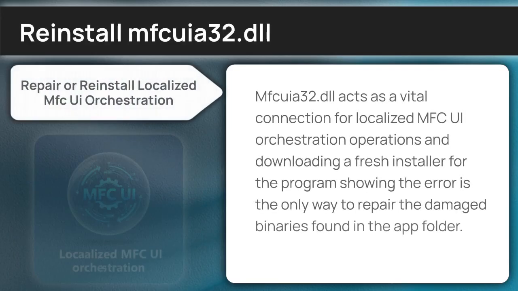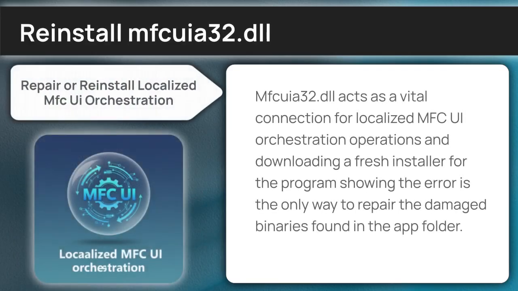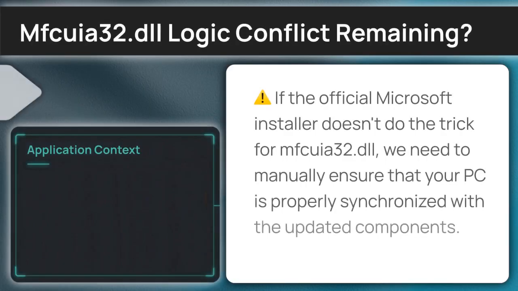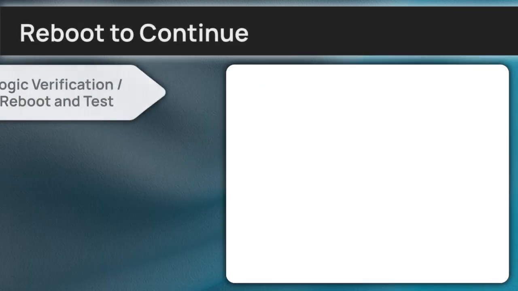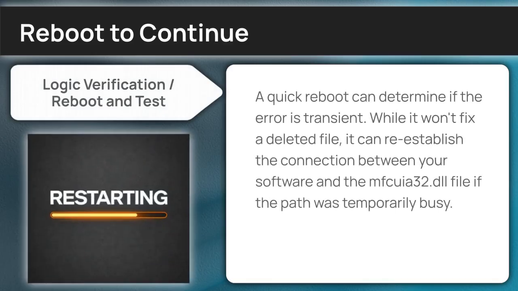mfcuia32 acts as a vital connection for localized MFC UI orchestration operations, and downloading a fresh installer for the program showing the error is the only way to repair the damaged binaries found in the app folder. Should the file remain missing after a reinstall, we need to ensure that the operating system is forced to re-index its shared library paths. If your system has been running for an extended period, a reboot might be necessary to resync your background processes and clear any temporary locks on the MFC-UIA32 file.